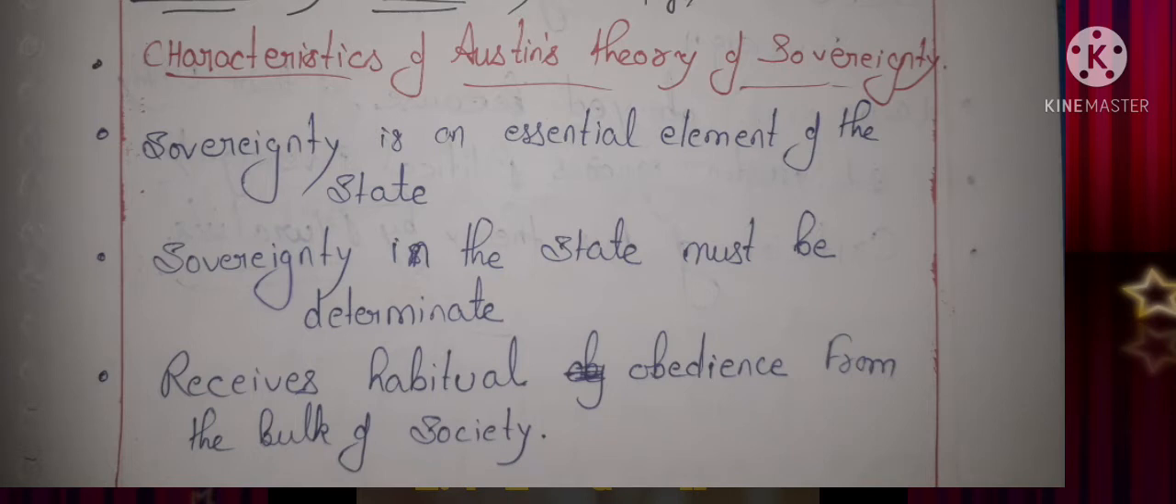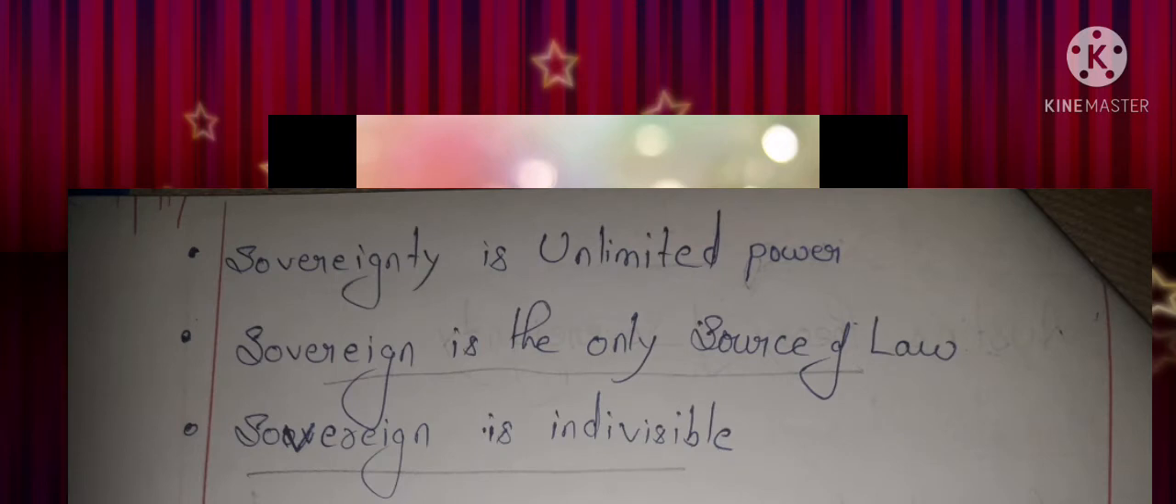Characteristics of Austin's theory of sovereignty. Sovereignty is an essential element of the state. Sovereignty in the state must be determinate, and receives habitual obedience from the bulk of society. Sovereignty is unlimited power. Sovereign is the only source of law. Sovereign is indivisible.